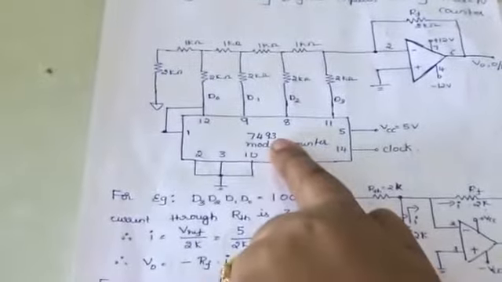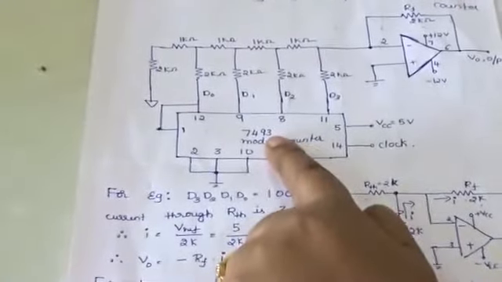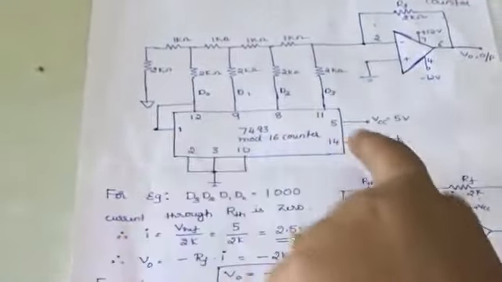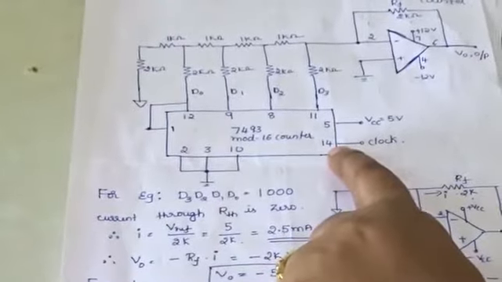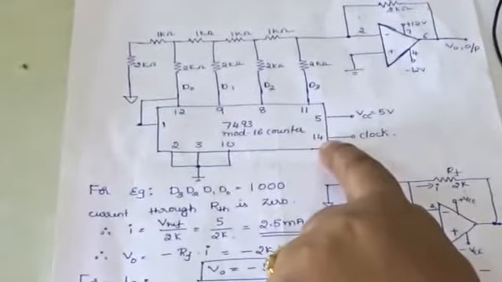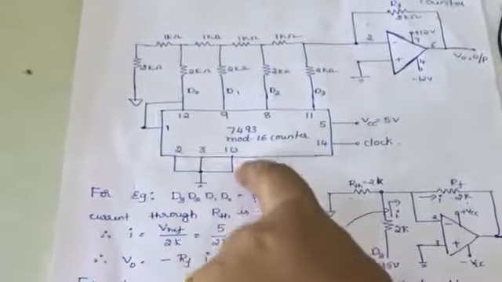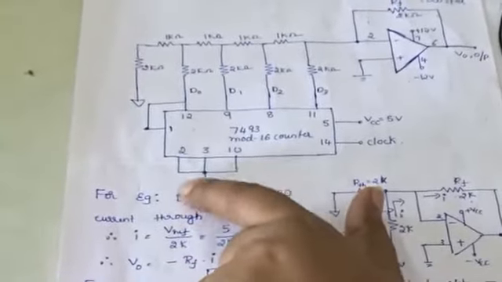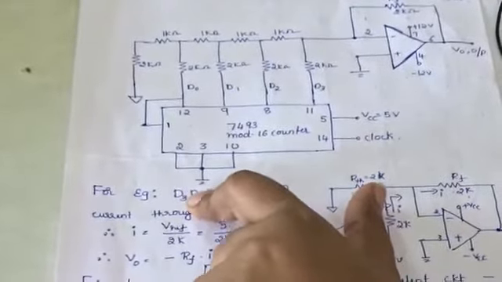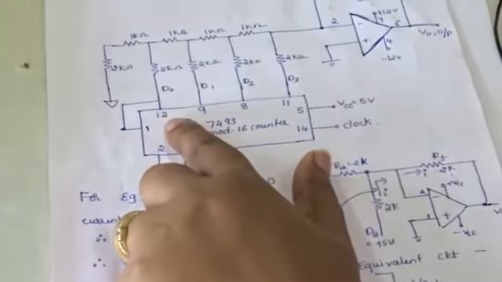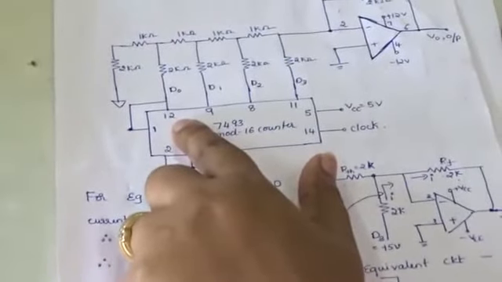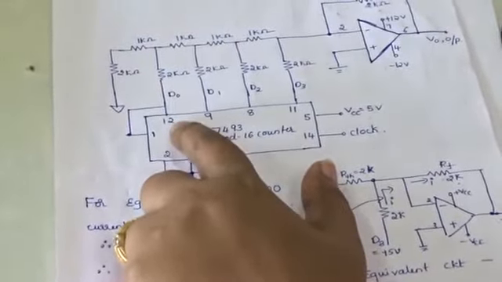Make use of a counter, that is 7493, which is a 14 pin digital IC. Out of the 14 pins, the first pin and the 14th pin are used as clocks. Two clocks are provided in the 7493, and the 2nd, 3rd, and 10th pins have been shorted together and given to ground. The 5th pin is the VCC, and the 12th pin is taken as one of the 4 outputs, that is the least significant bit.